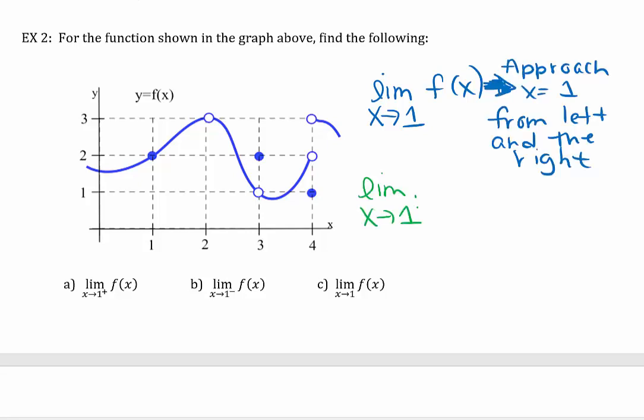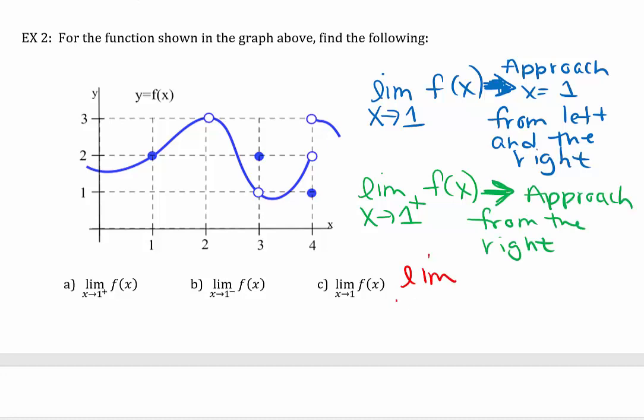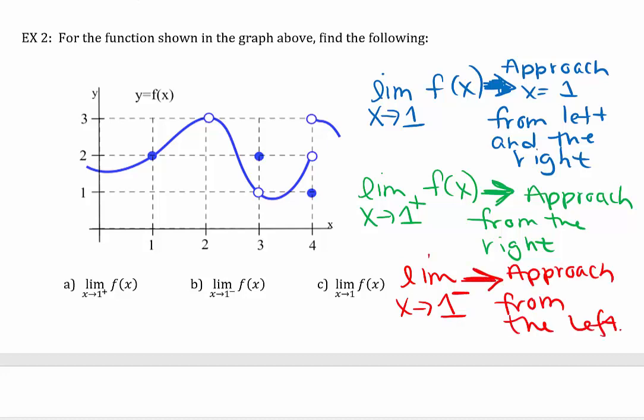However, if you see a little plus sign next to that 1, limit as x goes to 1 with that little plus sign, that actually means we're only approaching x equals 1 from the right. And finally, if you see a limit as x goes to 1 with a little minus sign there, that means we're approaching from the left. Okay, so let's try to do some problems here. We have a graph of a function f of x, and we're going to try to find a bunch of limits using this graph.